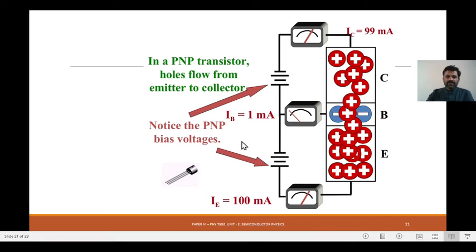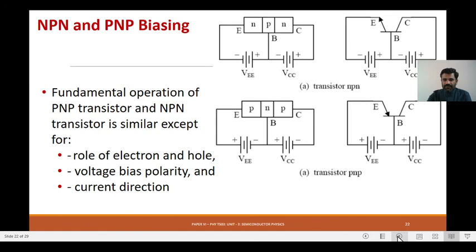And here we should notice that the bias voltage is very similar to an NPN transistor, but the charge carriers are holes. The holes flow from the emitter to the collector region. And how is this biasing different between NPN and PNP? So that is NPN biasing or PNP biasing.